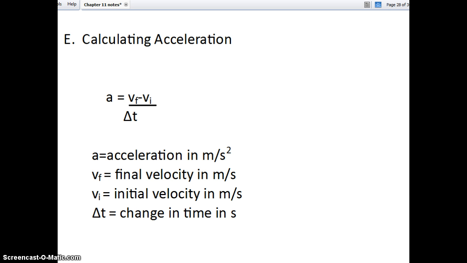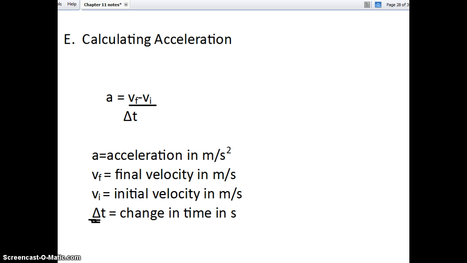Calculating acceleration. This equation will be given to you on the test. A is equal to Vf minus Vi over delta t. A is your acceleration in meters per second squared. Your Vf is your final velocity in meters per second. Vi is your initial velocity in meters per second, and the delta symbol means change in. So the change in time in seconds.